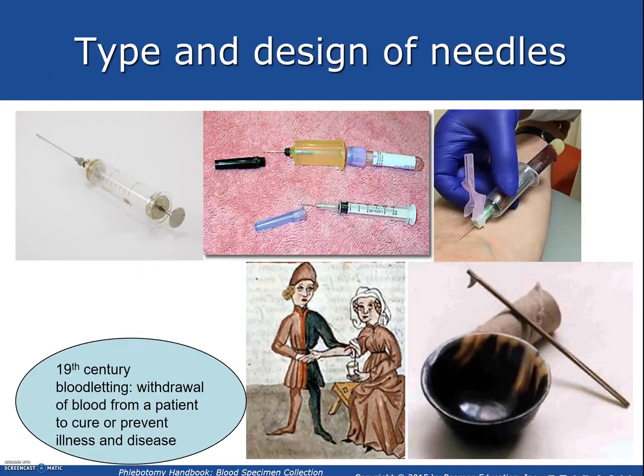Type and design of needles. 19th century bloodletting, the withdrawal of blood from a patient to cure or prevent illness or disease, is seen in the images below. So this was done to cure a disease, a broken arm, for example. And this has kind of just shown the progress through time to current day. And this is the device we use currently, but it shows you the change in equipment.